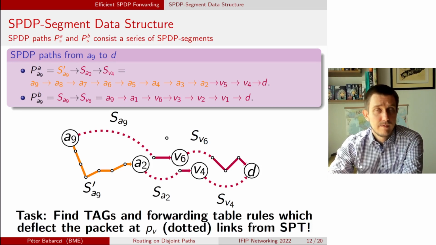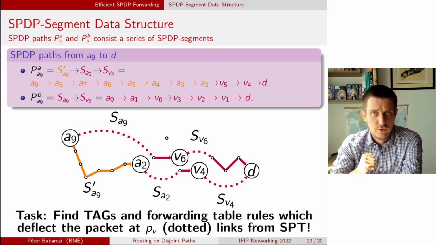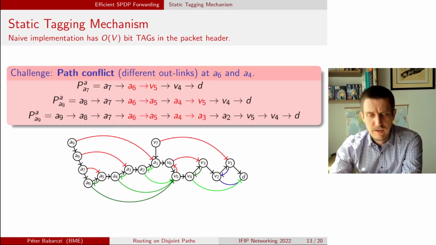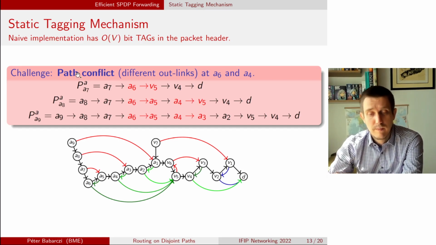So now we have the data structure of SPDP segments. Now our task is to find an efficient solution to route the packets on this path, and also the forwarding table entries, how to forward these packets along this path. A naive implementation has a table size in the order of the nodes, but our goal is to make it as small as possible. So for this, we make a path conflict graph, which looks as follows.